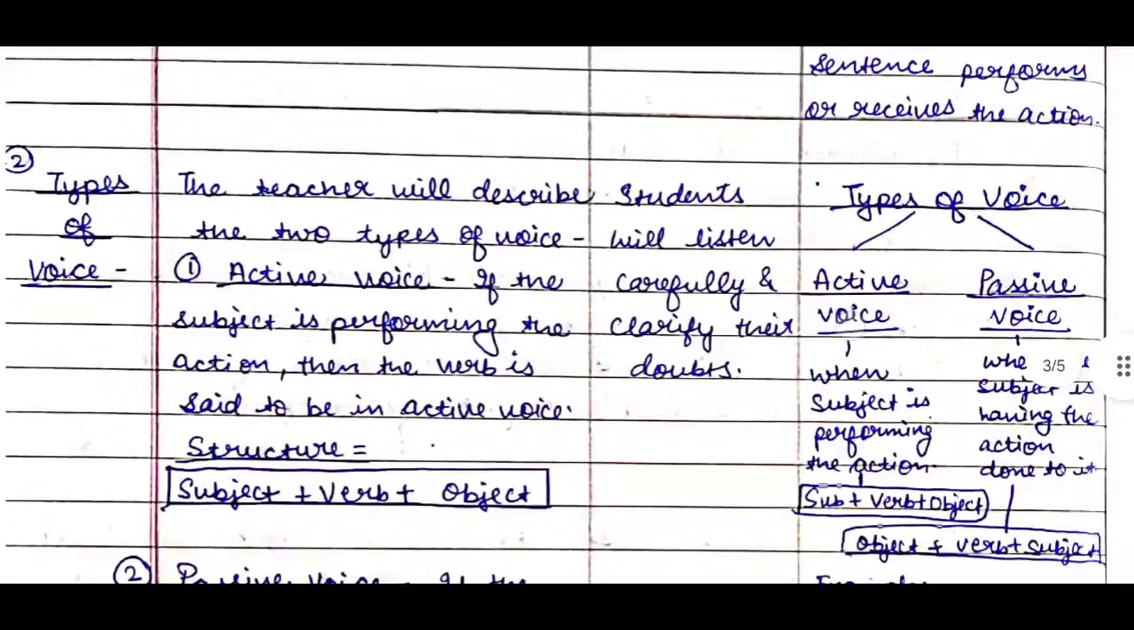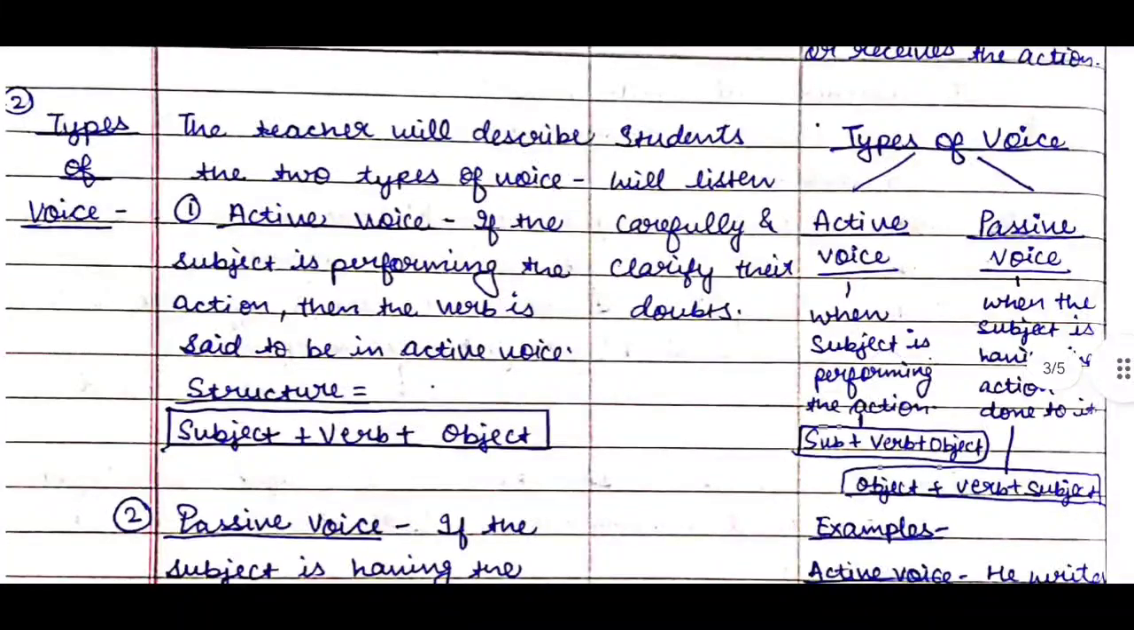After that, second heading would be types of voice. Now the teacher will describe the two types of voice. First one, active voice. If the subject is performing the action, then the verb is said to be in active voice. Structure is subject plus verb plus object.